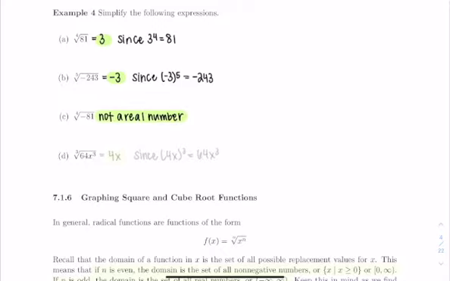What about the cube root of 64x cubed? So what number cubed gives me 64? 4 does. And as far as x goes, that's pretty easy, because x cubed would give me x cubed. So the answer here is just 4x, since 4x cubed will give me 64x cubed.